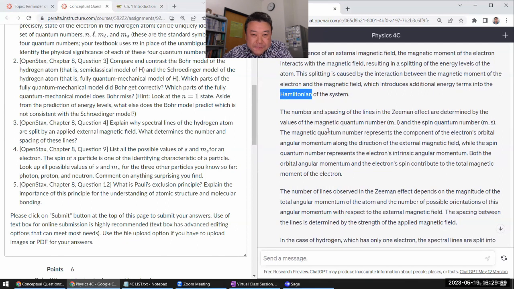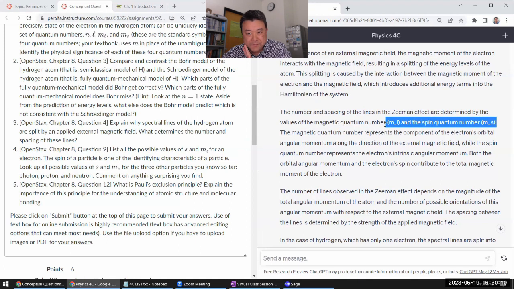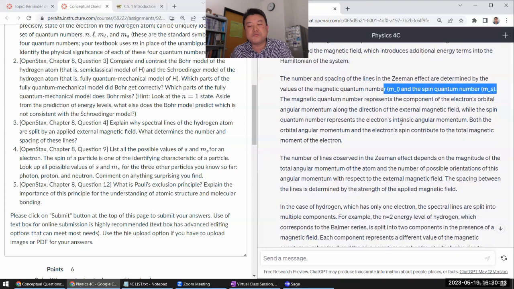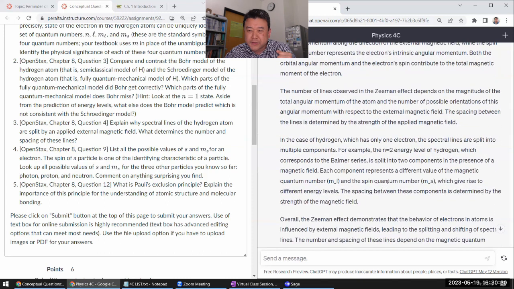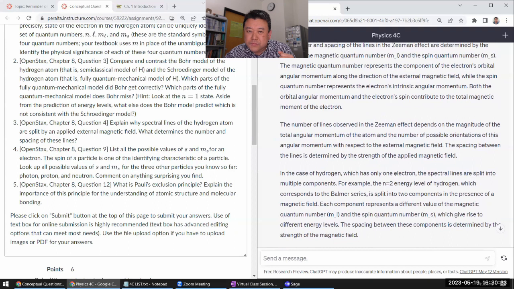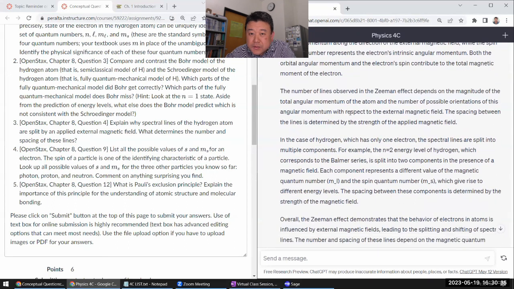Let's see. What determines the number and spacing? Yeah, M_L. Maybe there's two different regimes. There's a regime where you treat the combined total angular momentum as the good quantum number, and there's a regime where you treat these two values separately as good quantum numbers. That's kind of upper-division material. Too much to go into. Having only one electron.